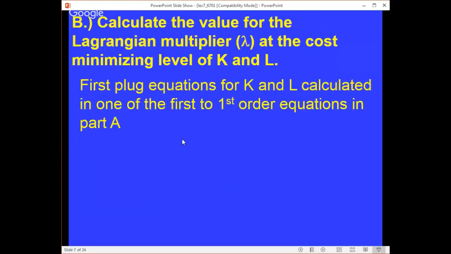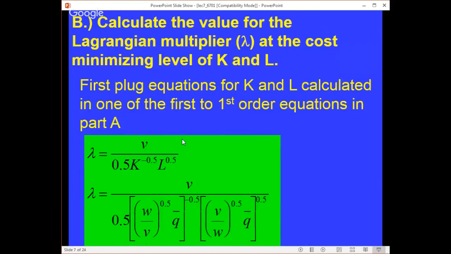Okay, so I take my equations for K and L calculated in part one, and my first order equations in part A. So here's one of my equations for lambda, and then I just plug in for K and L. So now, once I have that, it's just algebra. Ugly algebra.